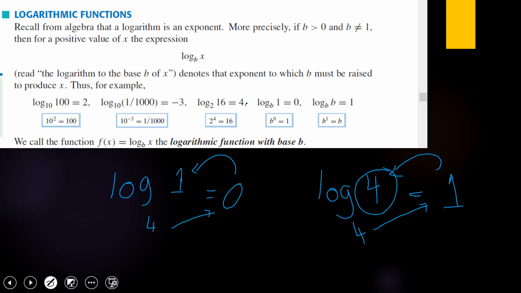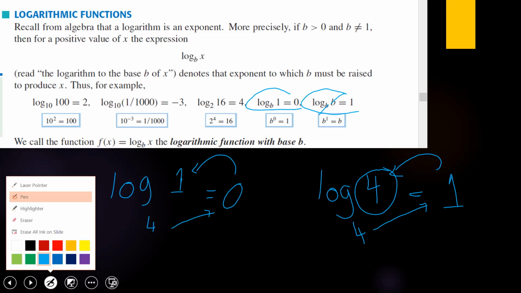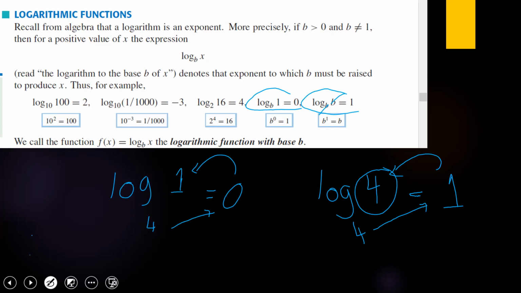So this is the most important thing. They are like canceling each other. Logarithm to the base b of b is 1, and logarithm to the base b of 1 is 0. Is it clear? Yes, teacher. Okay.